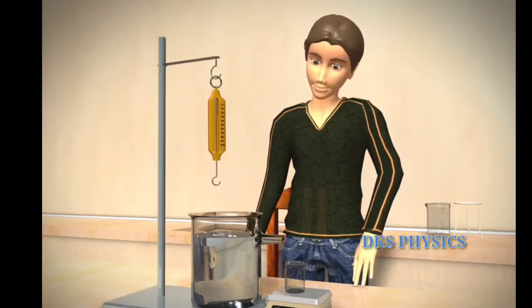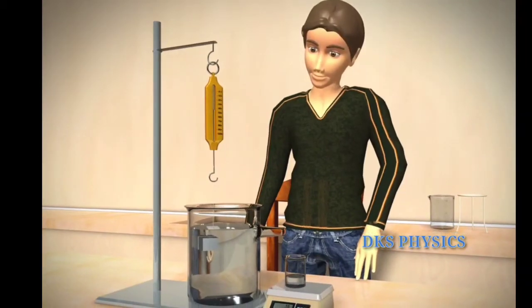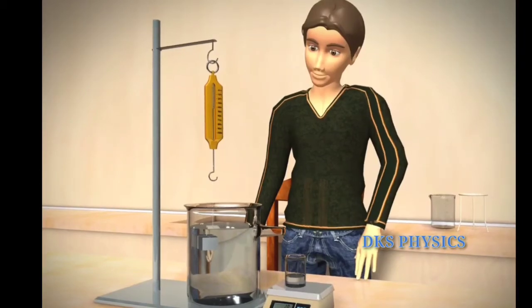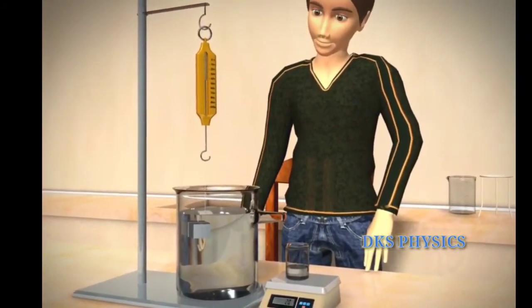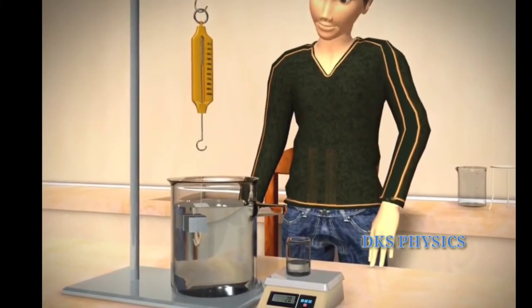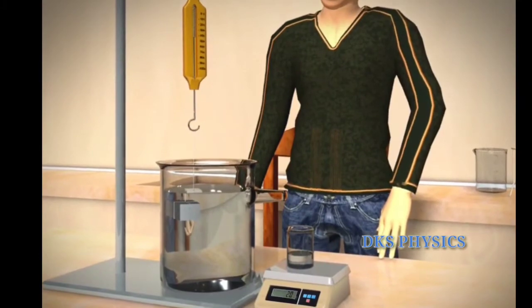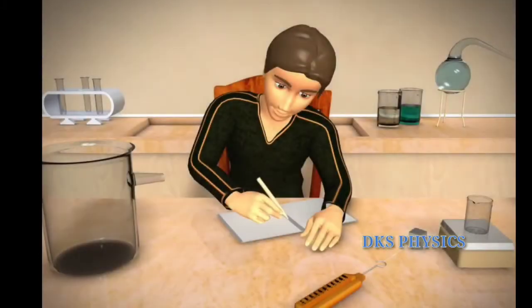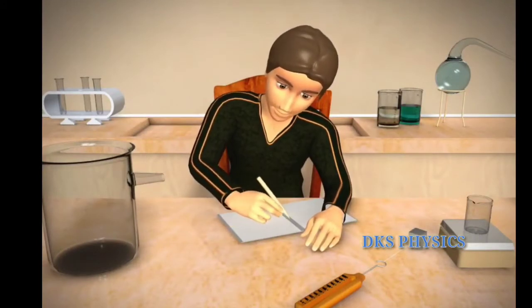Now immerse the cube in water. Notice how the upthrust from the water is causing a change in the cube's weight. As the cube is immersed, it displaces the water. The water rises and flows out. The water is collected in a beaker. This beaker is placed on a different weighing scale to measure the weight of the water. Notice that the weight of the water displaced by the cube is 20 Newton.